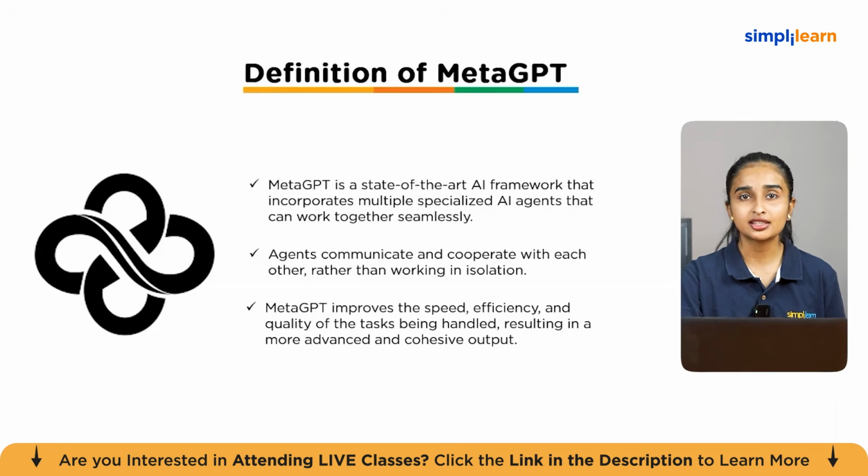While traditional AI systems tend to focus on one task at a time, MetaGPT allows these AI agents to work together on different parts of a project, just like a team working on a bigger project in a company. By combining their specialized skills, MetaGPT improves the speed, efficiency, and quality of the tasks being handled, resulting in a more advanced and cohesive output.